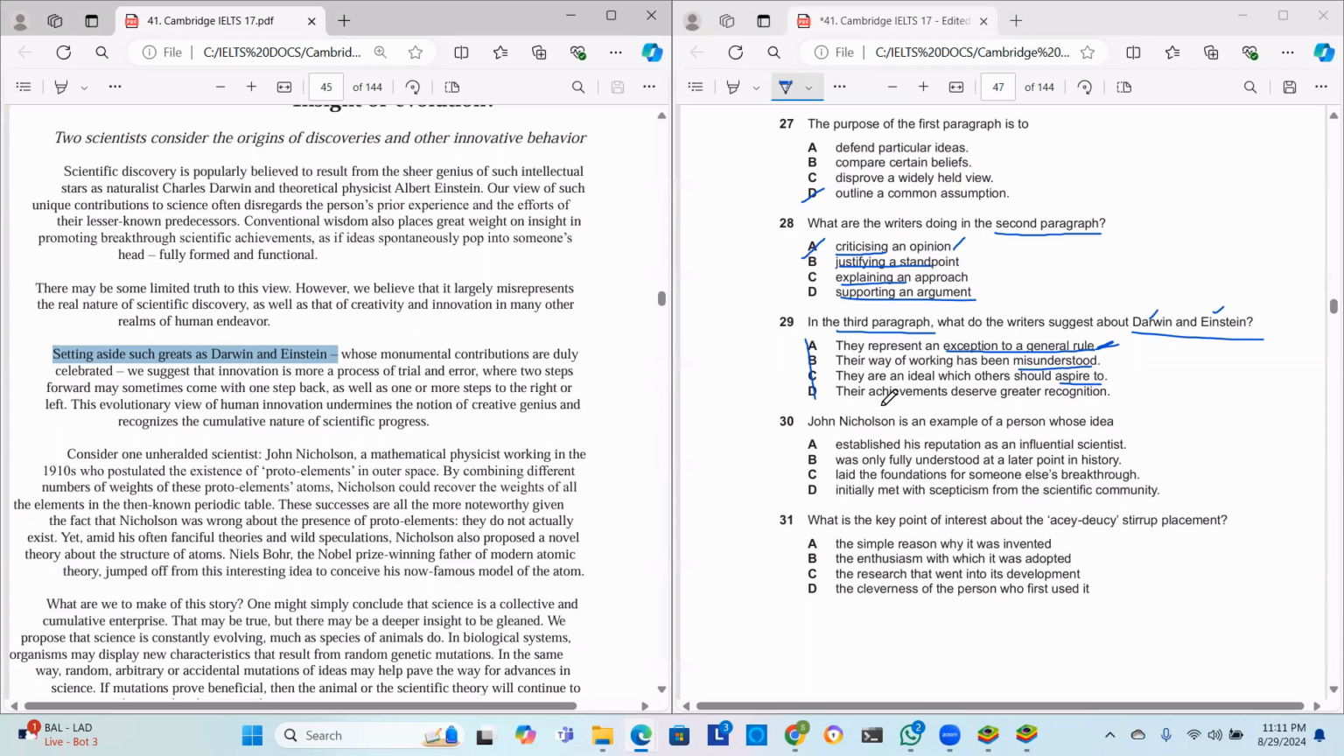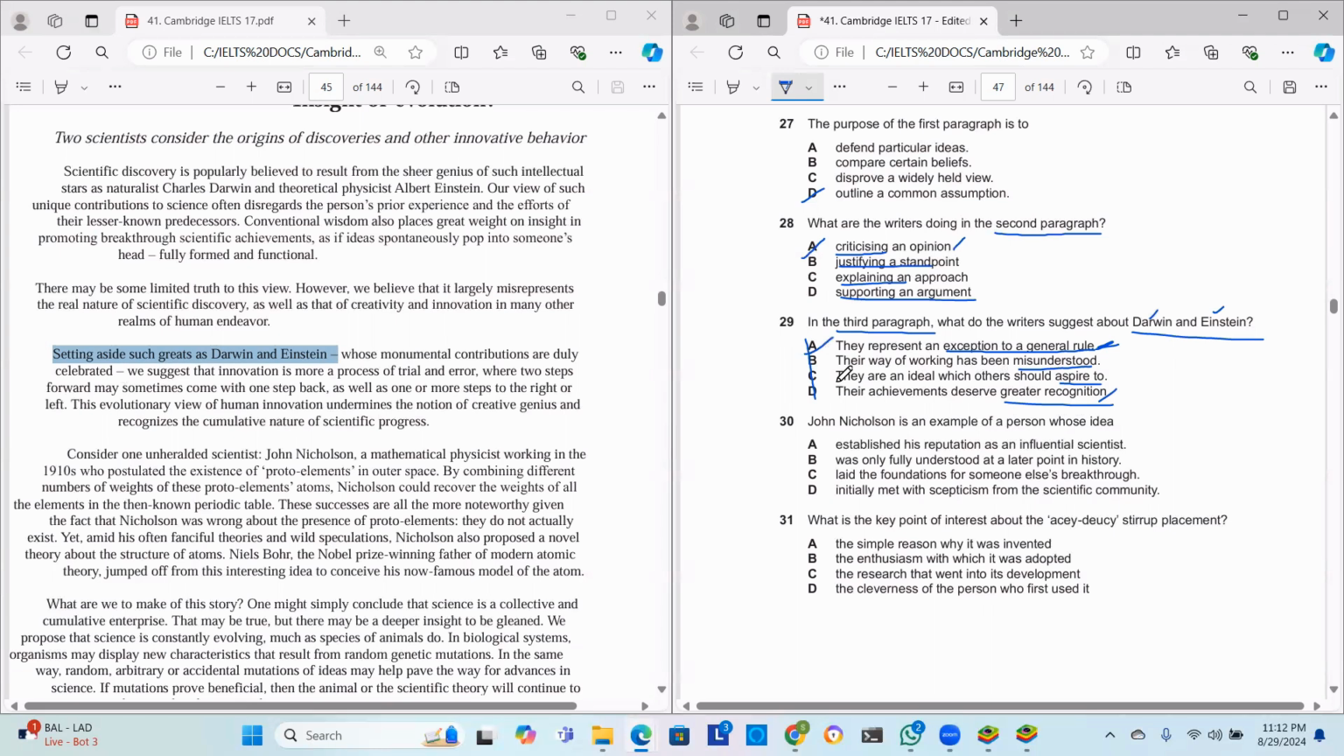Their achievements deserve greater recognition. No, they are already recognized. He says whose monumental contributions are duly celebrated. It means their innovations are highly recognized, right? So I don't think these are suitable either. So I think clearly, A is the answer.